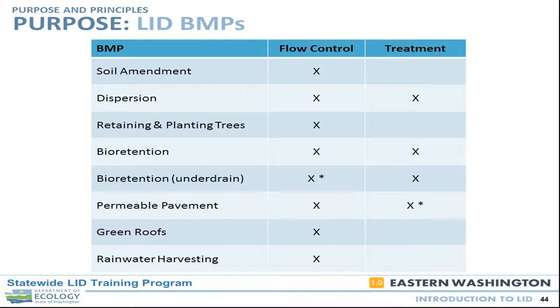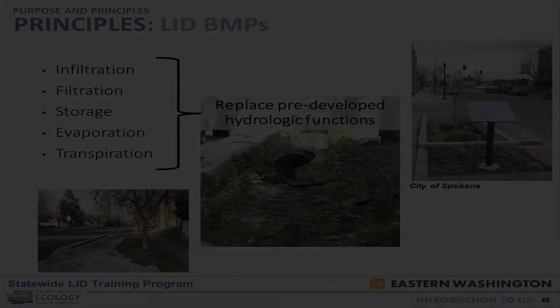And then the asterisk on the permeable pavement is that currently Ecology doesn't give credit for treatment for permeable pavement itself. It's really the native soils underneath the permeable pavement that may provide your treatment. So again, if you're less than 2.4 inches per hour, then permeable pavement does count for treatment. But if it's more rapid than that, then you're going to need to provide some additional treatment prior to that infiltration if it's a pollution generating impervious surface.